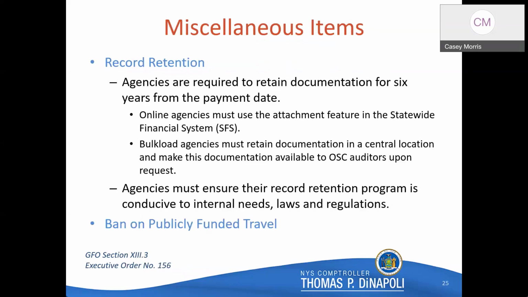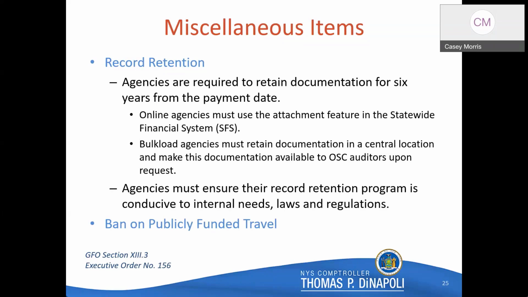And then next, some other miscellaneous items to note. Record retention. Agencies are required to retain documentation supporting travel and expense transactions for 6 years. Only online agencies are required to use the attachment feature in SFS to store documents for not only the supervisory review and approval process, but also for any future audit requests.